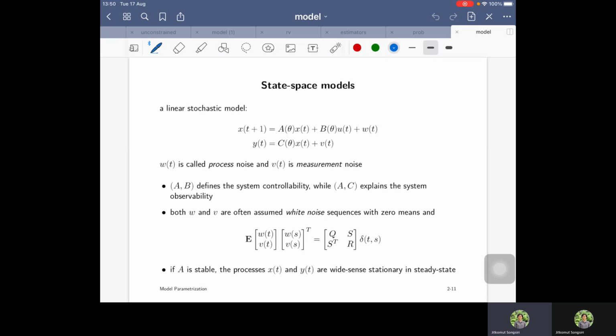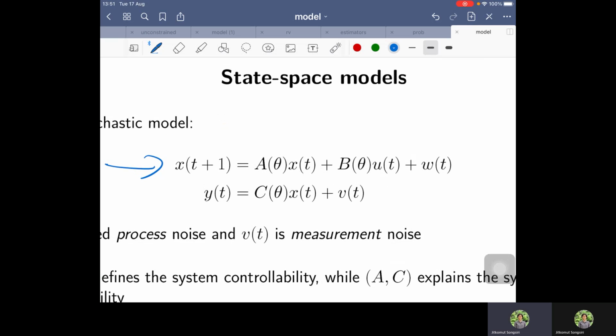So let's start with the state space models. Here we focus on linear time invariant and discrete time state space model. And the general form can be expressed in this. We call X the state variable. We call U the input, the deterministic one. And here in the context of system identification, this is the input signal that you will design so that the system identification experiment is valid.